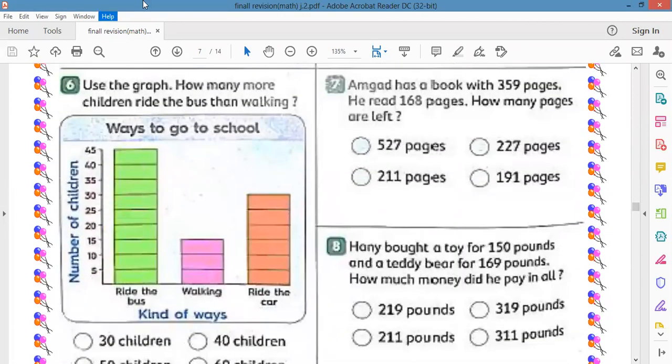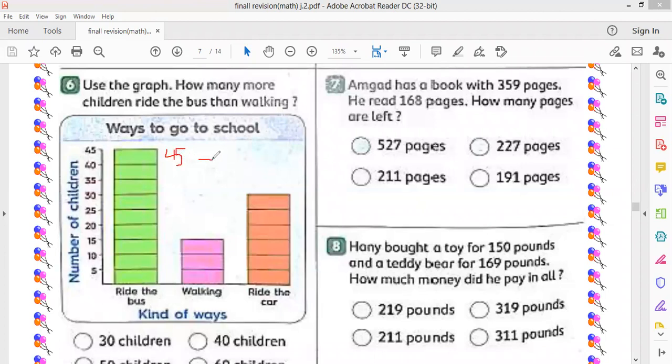Question number 6, use a graph. How many more children ride the bus than walking? How many more means minus. What minus what? Ride the bus equals 45 minus walking 15. 5 minus 5 equals 0. And 4 minus 1, 3. 30 children.